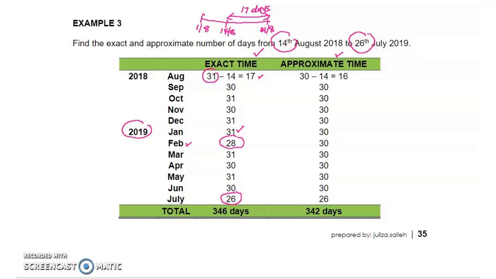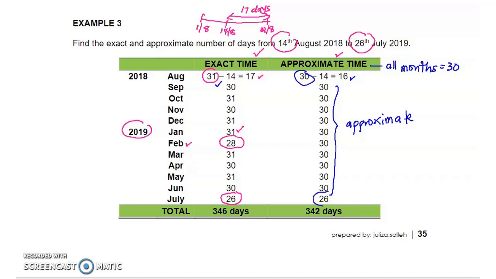Okay, if approximate time, we assume all months equal to 30 days. So August here, August has 31, right, just now. But if we apply approximate time, it means that we assume 30 days. So 30 minus 14, since the starting date is 14, we have another 16 days in August. So September until June are all equal to 30 days because we use approximate time. Okay, so that is the assumption of approximate time: all months equal to 30 days.